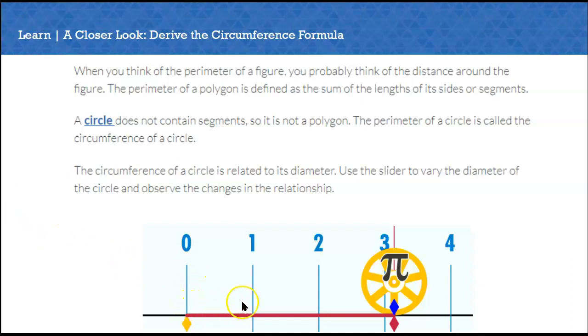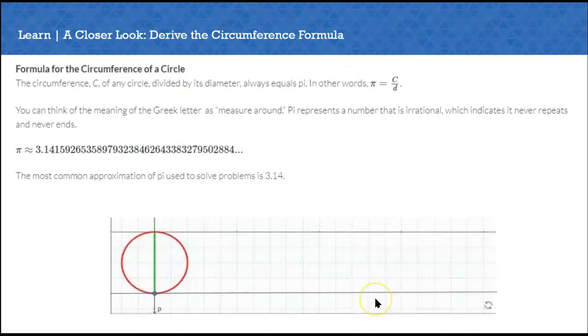Notice as I slide this circle over, it will unroll the circumference of the circle. The circumference is called c as our variable. The circumference of any circle divided by its diameter, known as lowercase d, always equals pi. Pi is a Greek letter that means around, and it never repeats itself. It goes on and on.